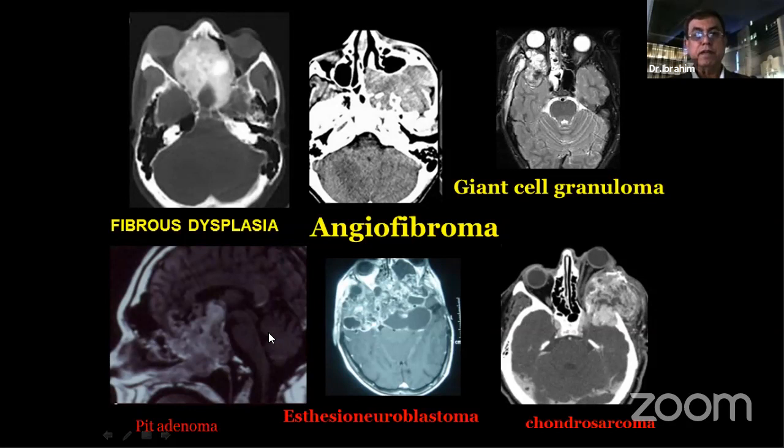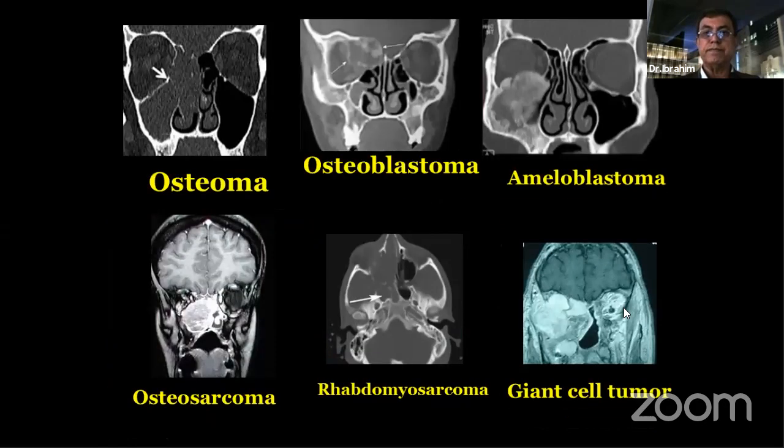And this patient who came to me from Jerusalem, and in spite of all they're facing there, he had a very good sense of humor. And you can see this extensive, very much aneurysmal bone cyst-like thing. Esthesioneuroblastoma. Look at this. This is typical of aneurysmal bone cysts. Chondrosarcoma, typical of this. Osteoma, osteoblastoma, ameloblastoma, osteosarcoma, rhabdomyosarcoma, and giant cell tumors.